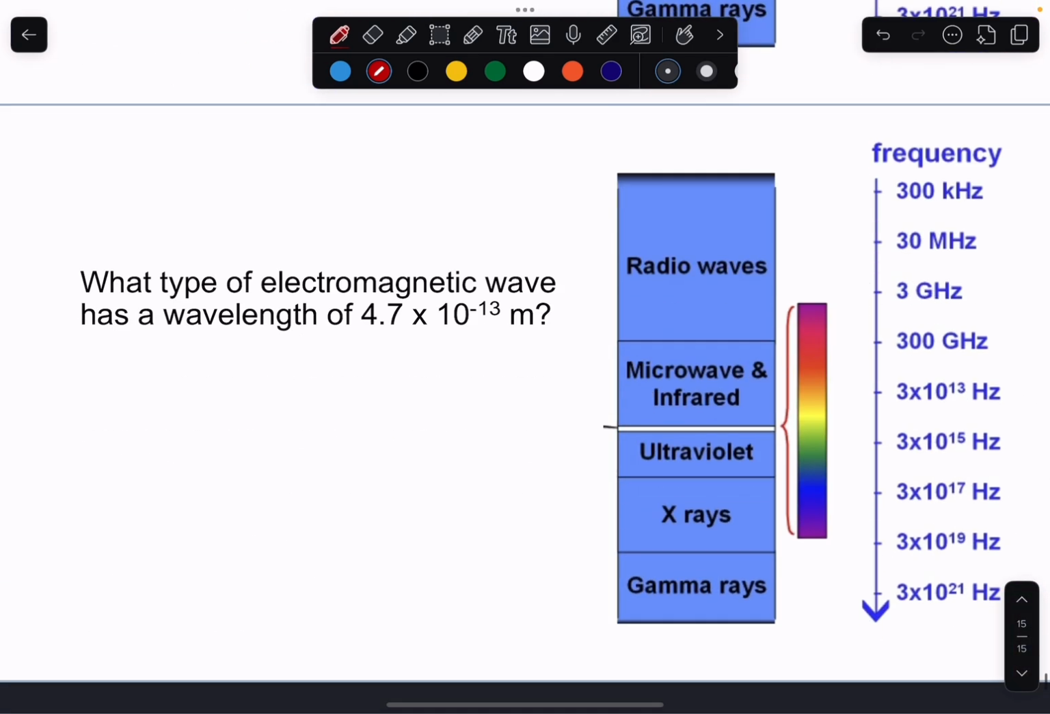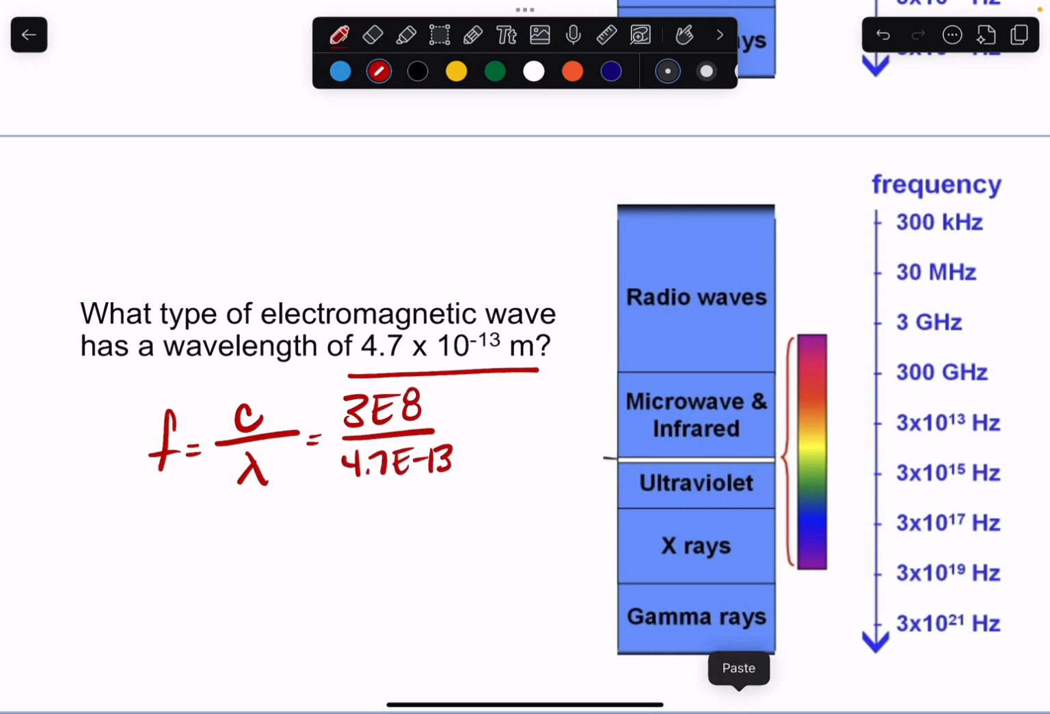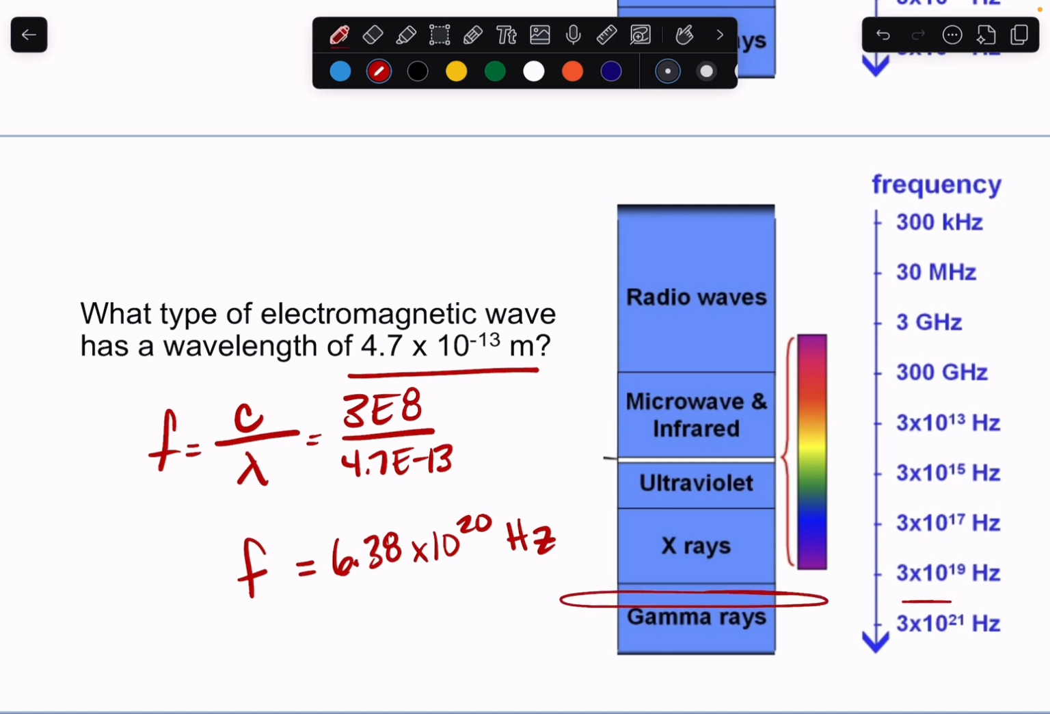Okay, and then the last one, oops, I just showed the answer, but what type of electromagnetic wave has a wavelength of 4.7 times 10 to the negative 13th meters? Well, this is in wavelength, so I need to change to frequency. Frequency is going to be speed of light divided by the wavelength. Speed of light, as always, is 3e to the 8, and the wavelength is 4.7 e to the negative 13. I can just put that in like that. And then this is going to give me a frequency of 6.38 times 10 to the 20th hertz. And that times 10 to the 20th is going to fit right in here. So that's going to put me in the gamma ray.